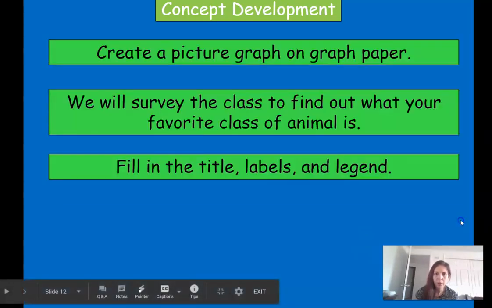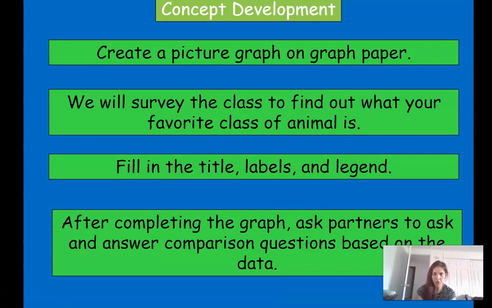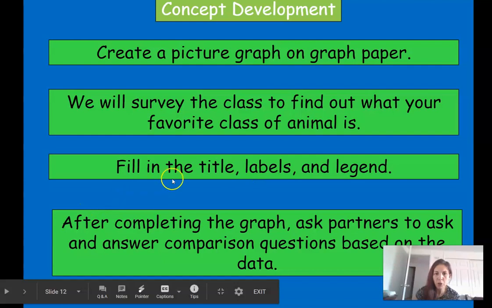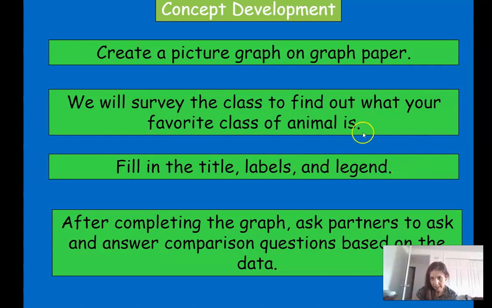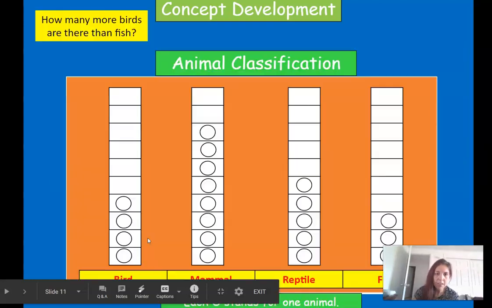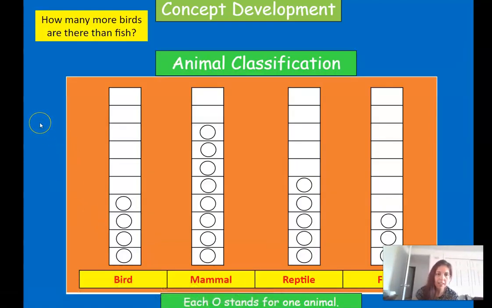Okay, so when completing a picture graph, you need to make sure that you include a title, the labels, and the legend. Okay? Now, let's go back to our picture graph, and on the count of 3, I want you to read out loud what is the title of our picture graph. 1, 2, 3. Animal classification. That's our title. That's the top.